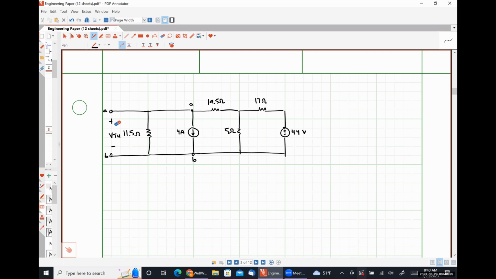So let's find the quantity VTH first, all right? So anybody have any thoughts?